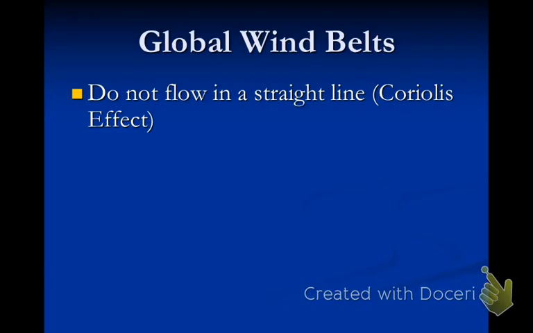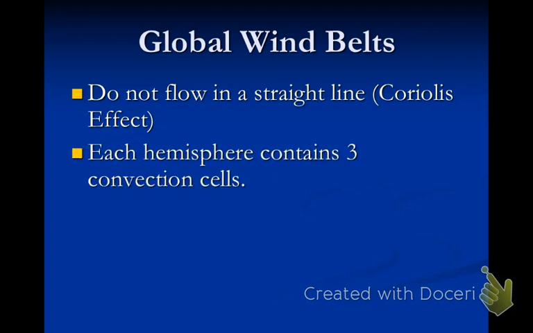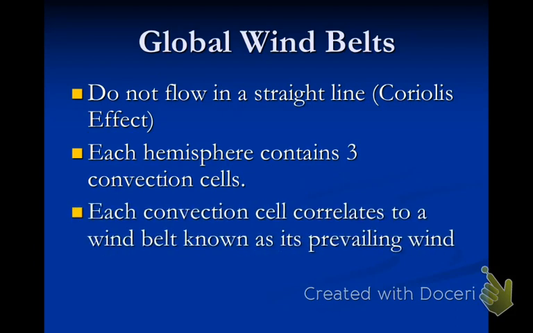So as we just learned, global wind belts do not follow a straight line. Instead, they're curved because of the Coriolis effect. This produces three convection cells. We already saw the convection cell earlier. That's a circular pattern of movement. Now we're going to look at how those convection cells relate to the Earth as a whole. Further, each convection cell correlates to a wind belt known as its prevailing wind.